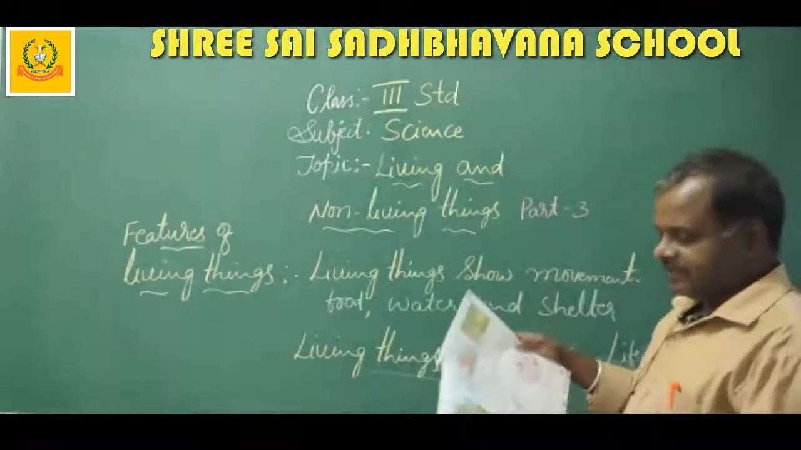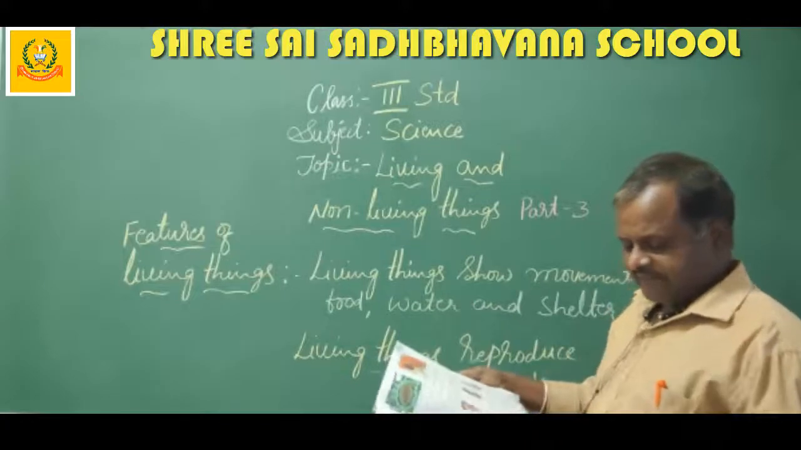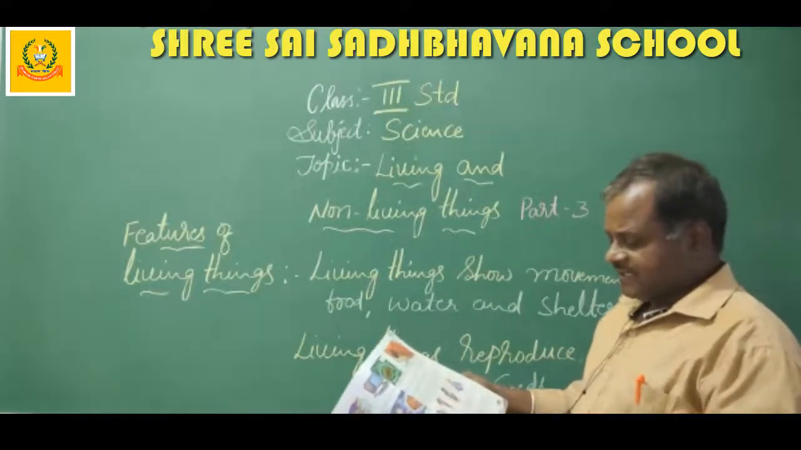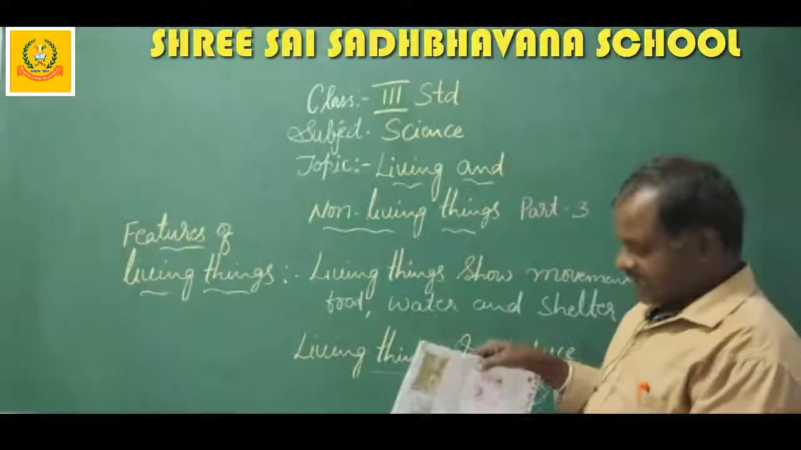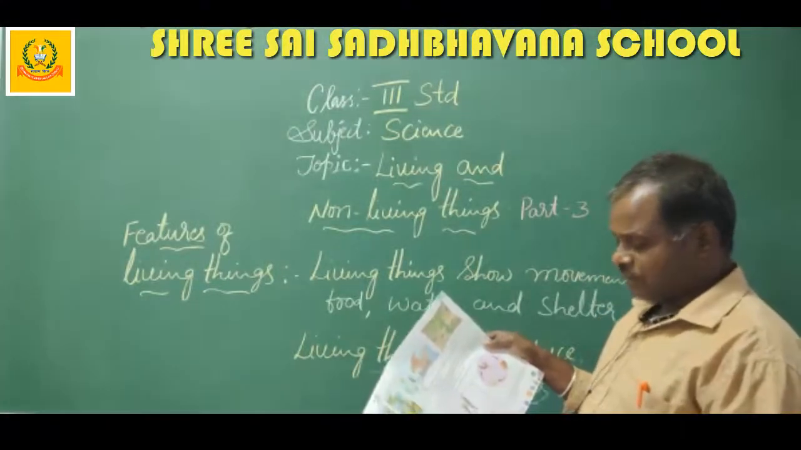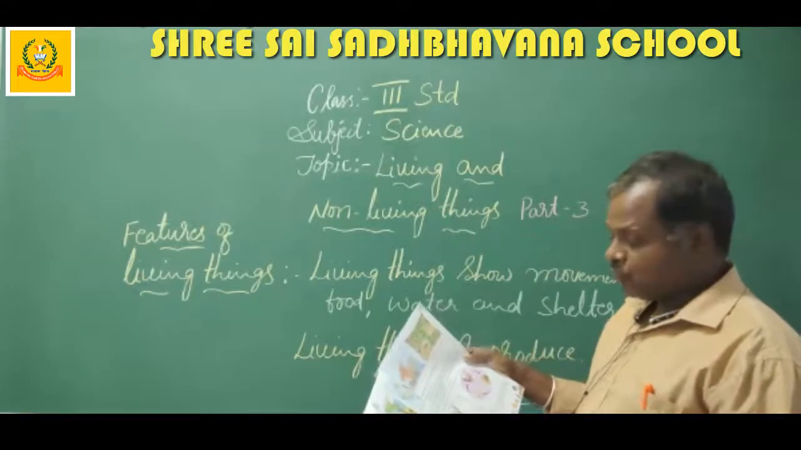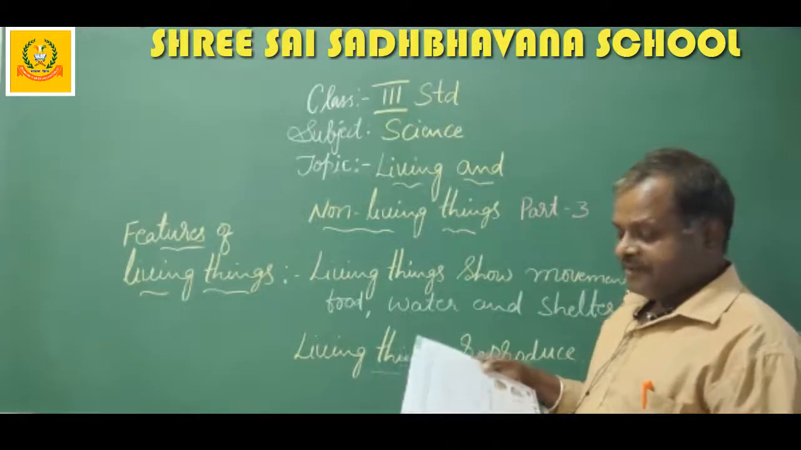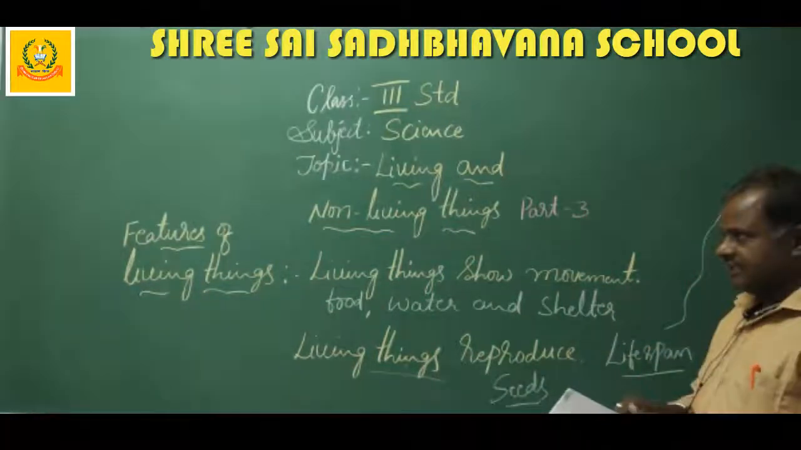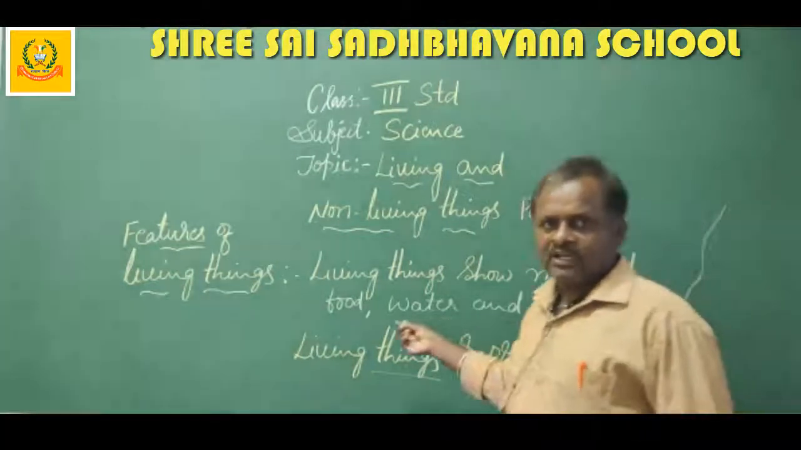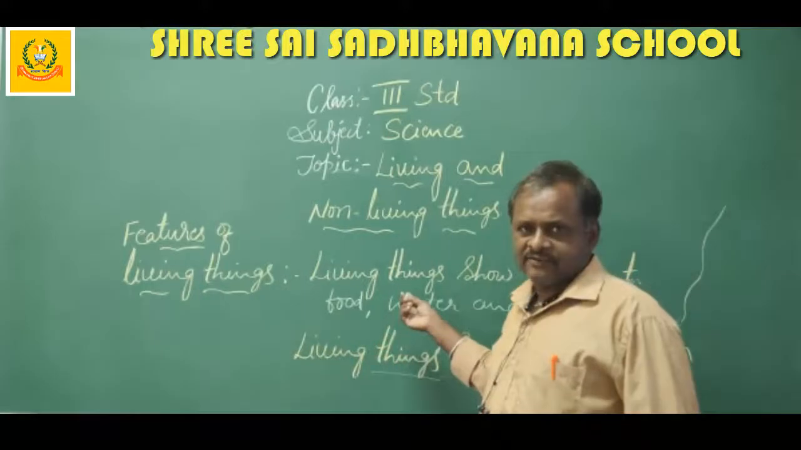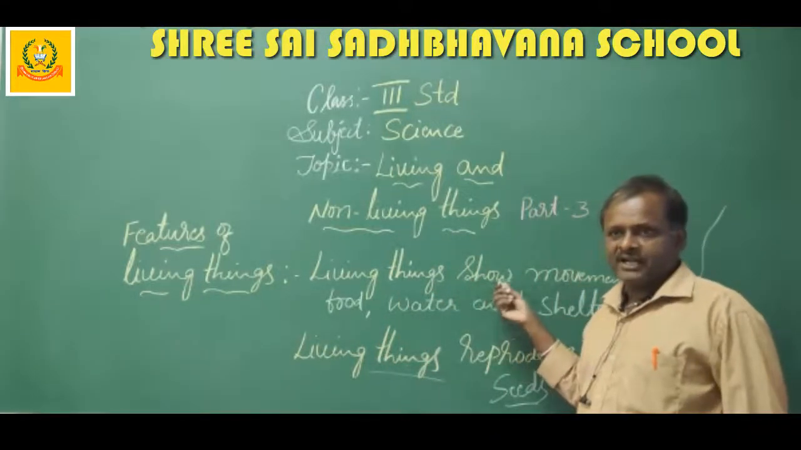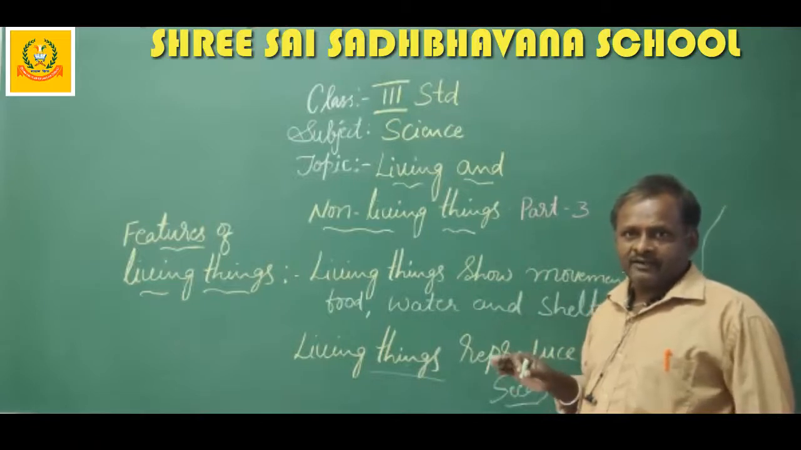So once again I will repeat the features. Living things breathe. Living things have a life cycle. Living things feel. Living things require food. Living things show movement. Living things reproduce. So these are the main features of living things. I hope all of you understand these features very well. I have written them on the board, so copy them and read them very well.